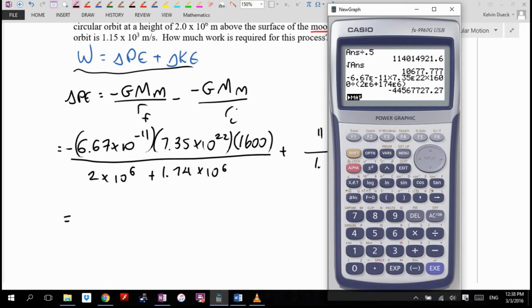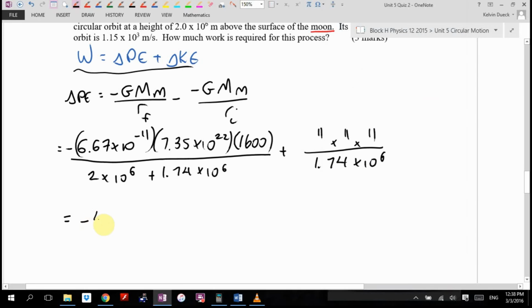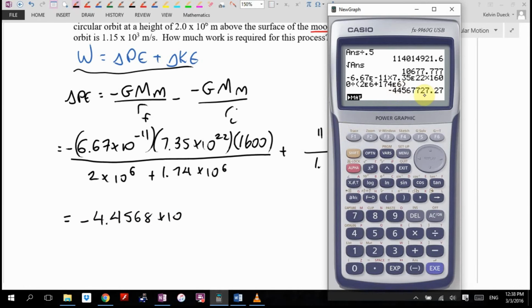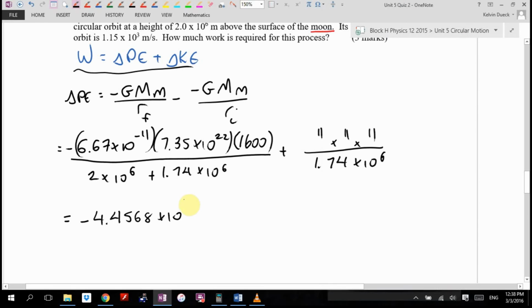That negative 4.456. How about negative 4.4568? Negative 4.4568 times 10 to the 1, 2, 3, 4, 5, 6, 7. Mr. Dewick, I thought you said these would always be in the times 10 to the 10th or 10 to the 11th or 10 to the 9th range.